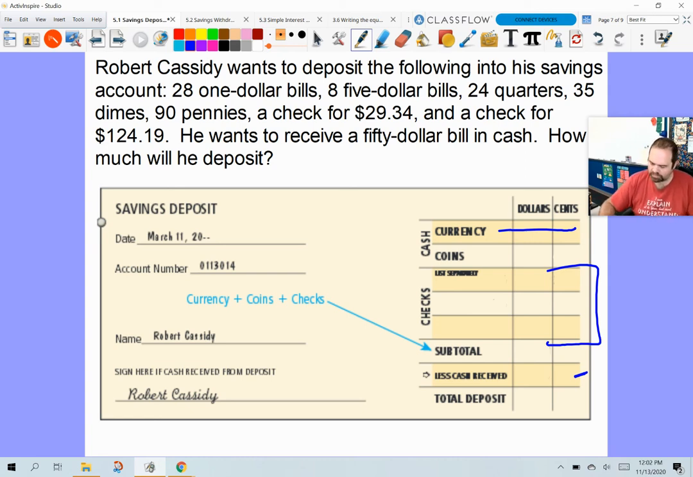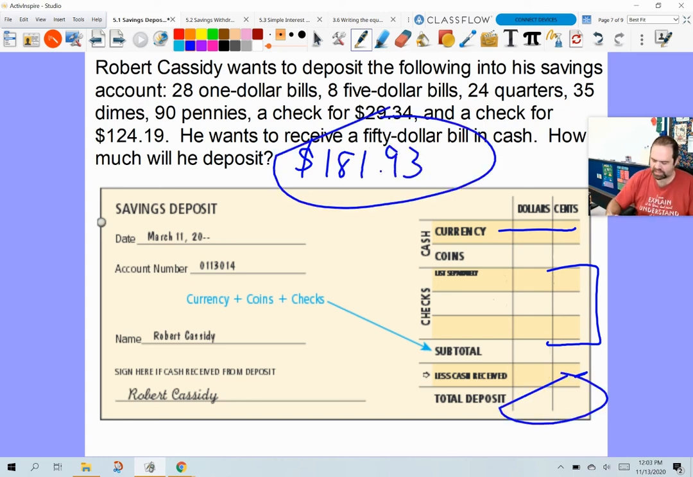Okay, on your homework, I'm not too worried about filling out this deposit slip because we already jumped through those hoops with the checking account. You should be familiar with how those go. But the question is, how much will he deposit? I got $181.93. Okay, that's the grand total deposit down here at the bottom.